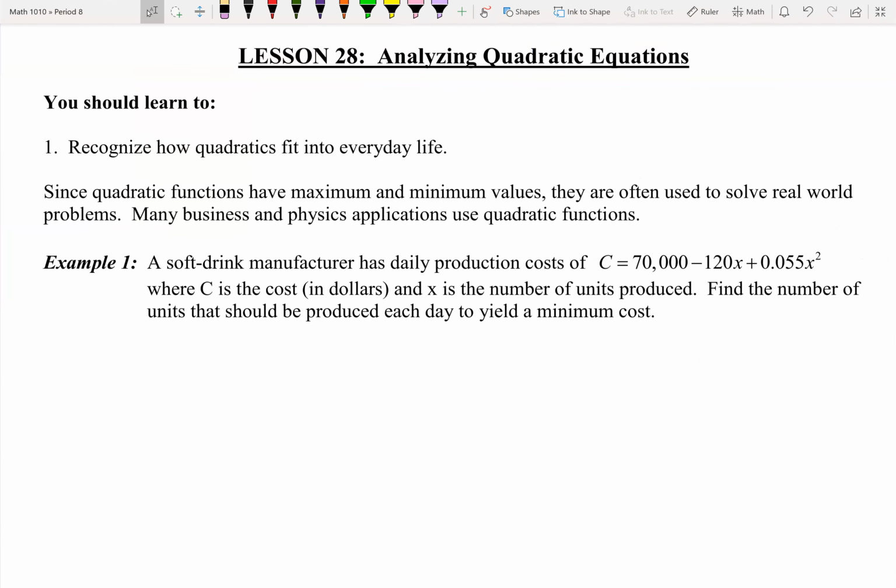Okay, here we go. Lesson 28. Okay, so what we're going to do is take a quadratic equation and interpret it. Flip through a little bit. It's only 3 pages long.